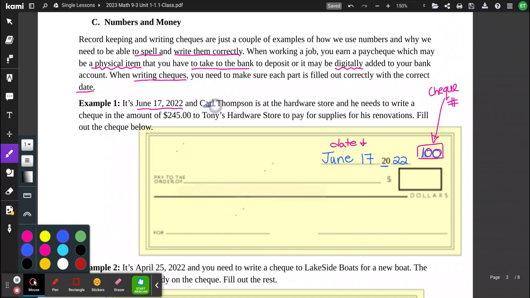It says Carl Thompson. He's at the hardware store and needs to write a check to Tony's hardware store. So he's writing it to, this is the "to" place. This is what you're writing it for. What did you buy? And then this is for your signature. That's where you actually sign it. Okay, so in this case, we are giving it to Tony's hardware store.